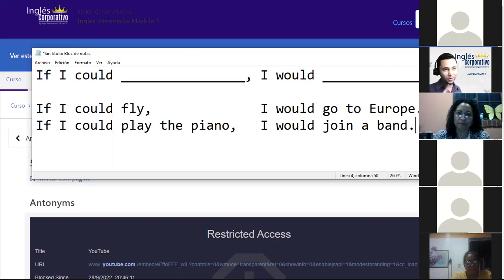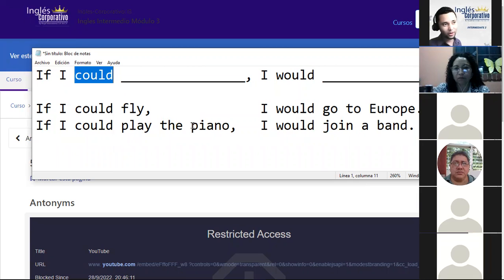Okay, pero hay un problemita ahí. If I could, ya este verbo está en pasado. Speak English. Ajá. If I could speak English, I will travel around the world. Correct. If I could speak English, I would travel around the world. Very good. Okay, we have one sentence right here. I need a volunteer. What do you have?